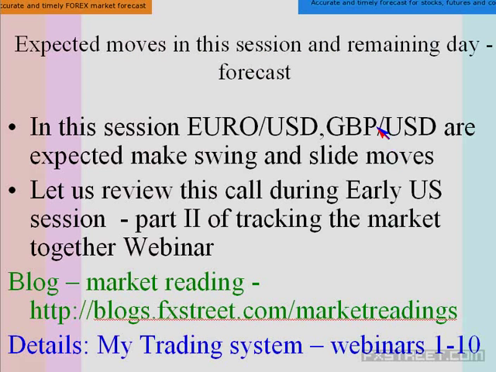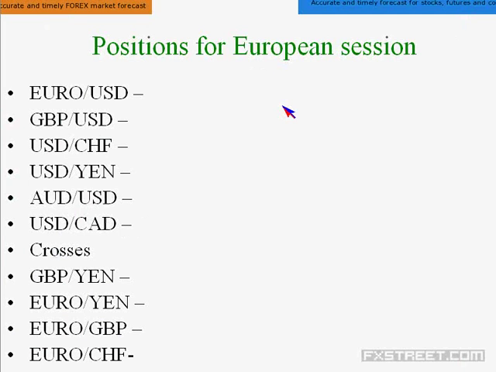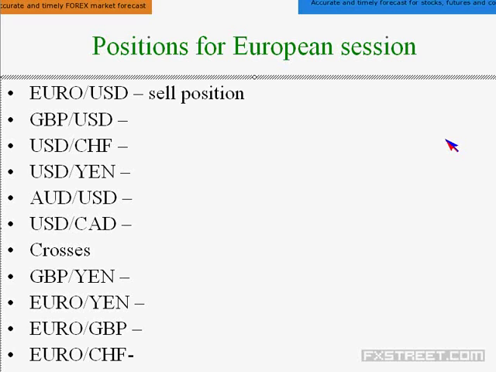Now the forecast says that Euro and GBP are expected to make the swing and slide moves in this particular session. So let us think of your position, because we get a good trading opportunity in the case of Euro. So I'm taking a sell position at 1.4230, because I told you that they earlier made a downward stop below the initial low during the Japanese session. Now they are making an upward stop. So I had taken a sell position with a 30 pips stop.